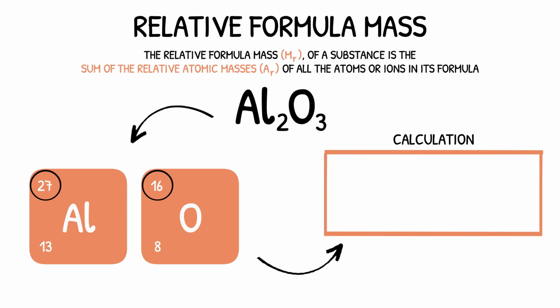There are 2 aluminium atoms in aluminium oxide, and each of these atoms has a relative atomic mass of 27. So the calculation for the aluminium atoms is 2 multiplied by 27. There are 3 oxygen atoms in aluminium oxide, and each oxygen atom has a relative atomic mass of 16. So the calculation for the oxygen atoms is 3 multiplied by 16. Finally, we add these two values together. 54 plus 48 equals 102. The relative formula mass of aluminium oxide is 102.